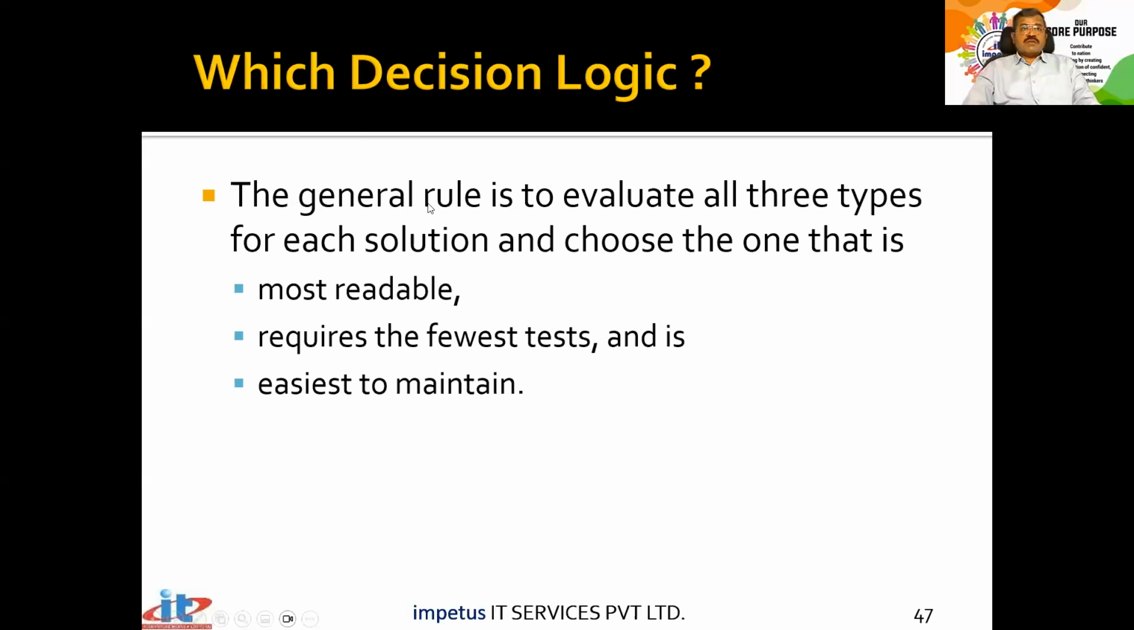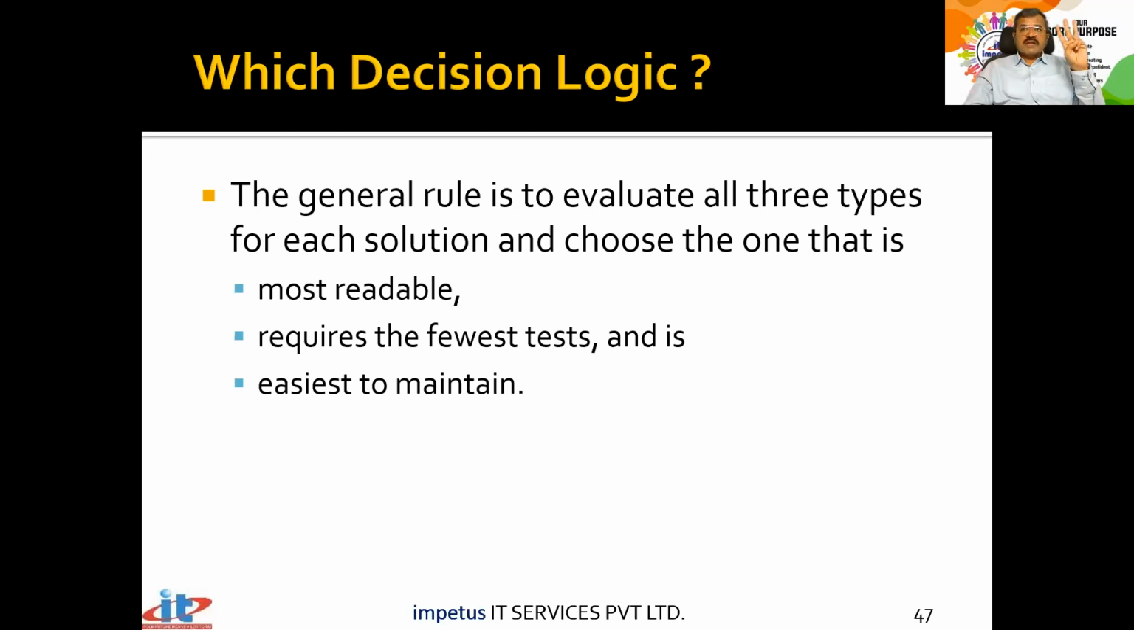Which decision logic? The general rule is to evaluate all three types for each solution and choose the one that is most readable. Sometimes negative logic can also be readable, requires the fewest tests and is easy to maintain. So three logics we had discussed. Can somebody quickly tell me which three decision logics we have seen? Straight-through logic was first, then positive logic, and next negative logic. These are the three things that we have discussed.